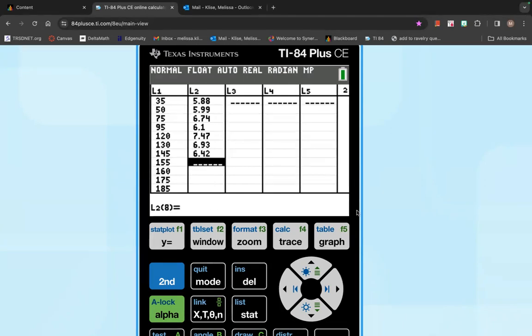And after I put them in, I always take one last look to make sure that I didn't typo. Uh-oh, see, I messed something up. Okay, I did typo somewhere. I missed one. See, 5.88, 5.99, 6.74, 6.1, 7.47, 4297. Oh, there's a 7.92 that I missed. Oh, well, this is why we check.